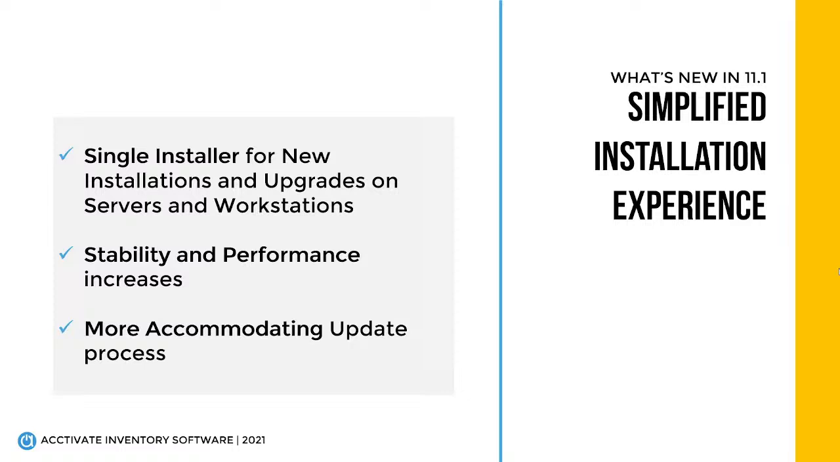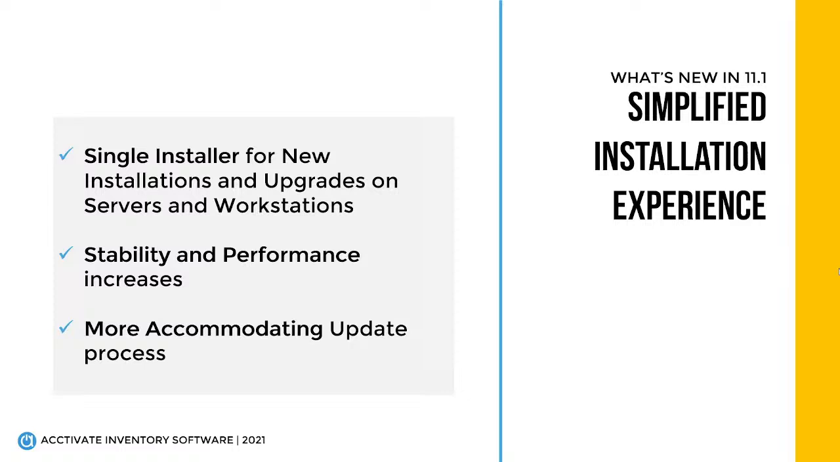With 11.1, there's only one install file that is used for both server and workstation installs, and the same installer is used to perform upgrades, so there's no chance that you're accidentally downloading and installing the wrong file. When performing a new install, the correct edition is selected based on the edition you're licensed for, and the same installer is used for both workstations and servers. So simply download the installer, run it, and you'll be guided through the installation process.